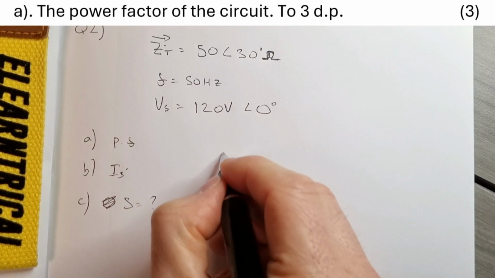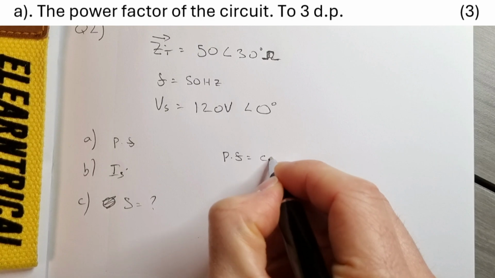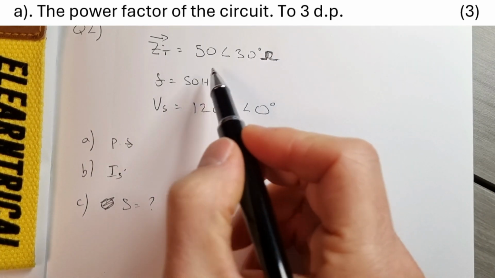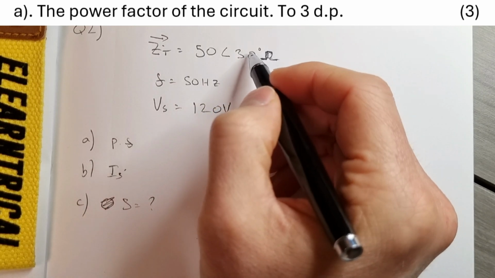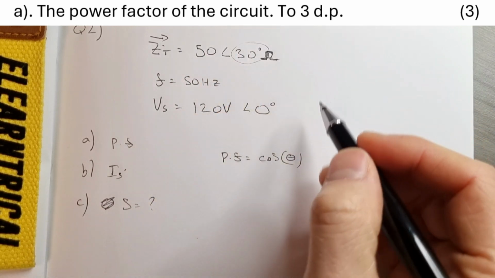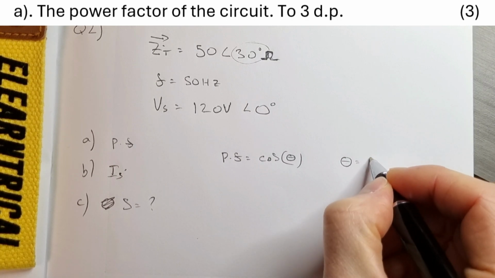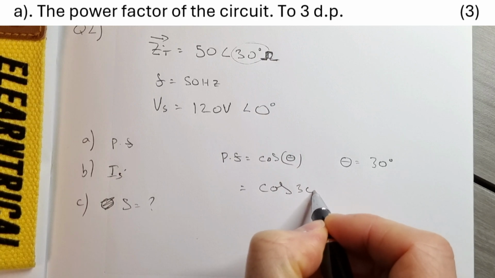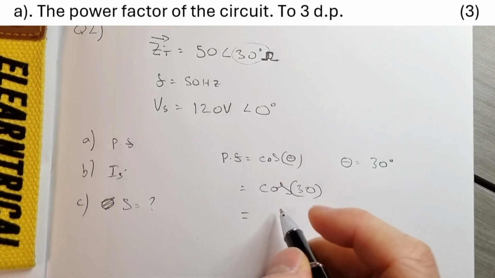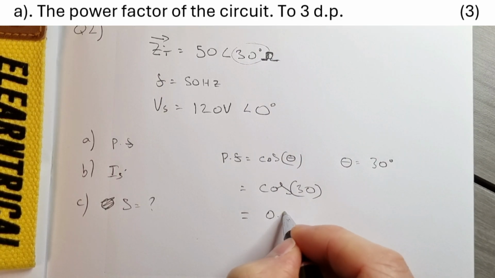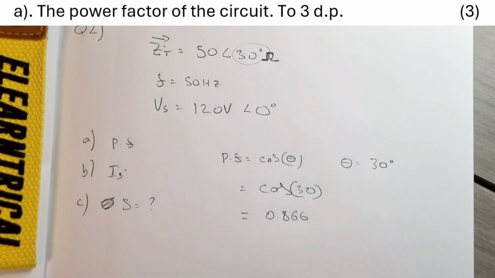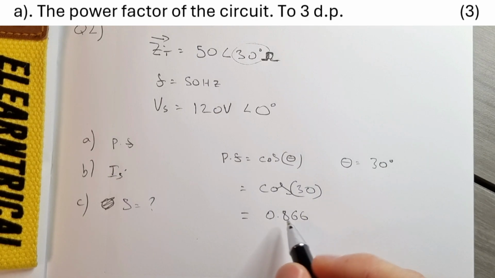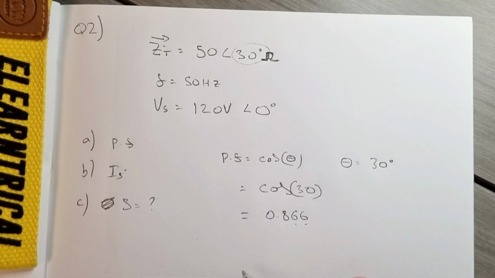So our power factor is equal to cos theta, and we know the phase angle of the circuit because we're told it in the impedance here of 30 degrees. So we actually know that theta is 30 degrees, so we can say that power factor is equal to cos 30, and when we do that we end up getting 0.866 to 3 decimal places. There are no units for the power factor because it's a ratio, so we just leave it as 0.866.